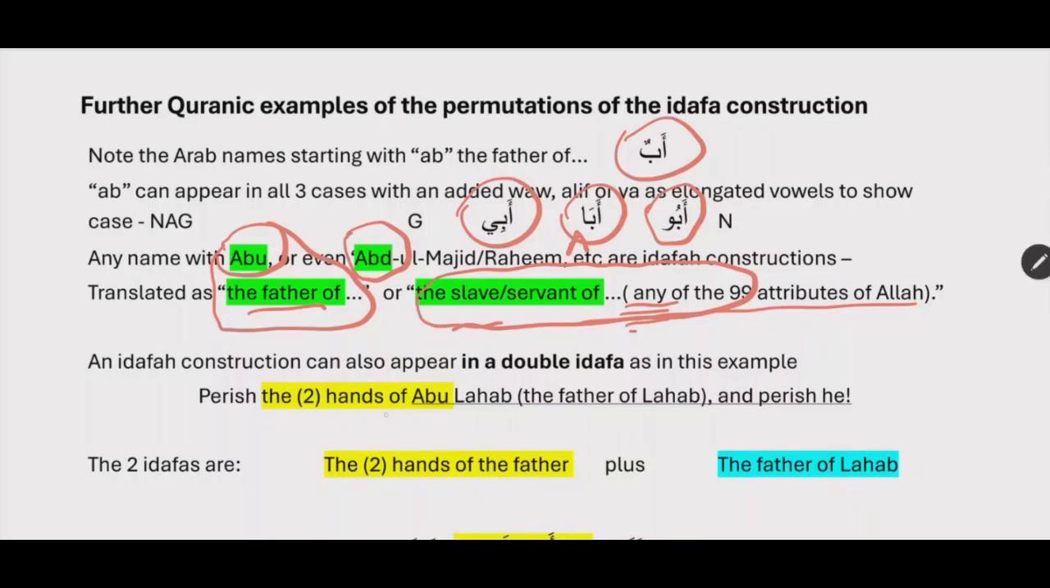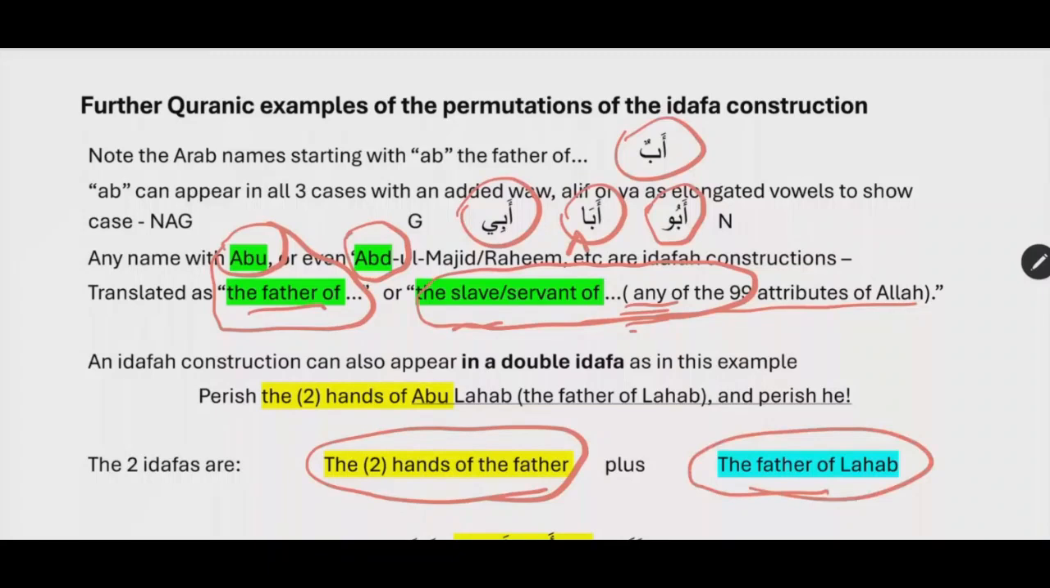Now we have this Tabbat Yada Abi Lahab. Again, a double idafa, because we have the two hands of the father as one idafa, plus the father of Lahab as the second idafa. You notice how it is expressed in one short, three-word part of a sentence. Yadun, we know, is hand. Yadani is the nominative dual, and yadaini the accusative and genitive dual. Normally when you have a dual word as the first word of an idafa, the noon falls away. So yadani, the noon fell away, and you just have yada, and there's no al because this is the first noun of the idafa construction.